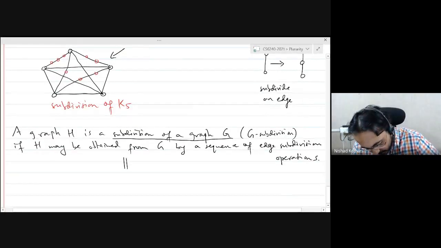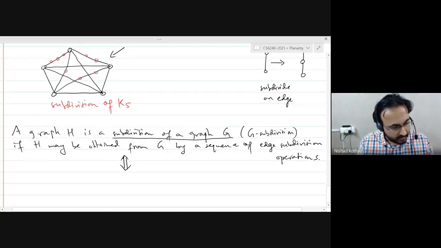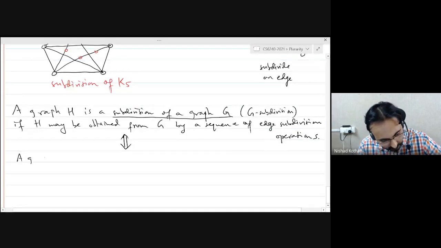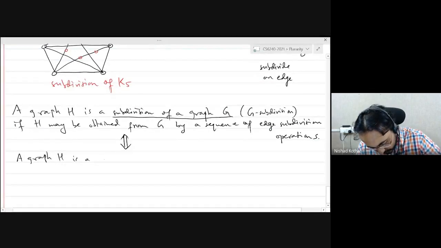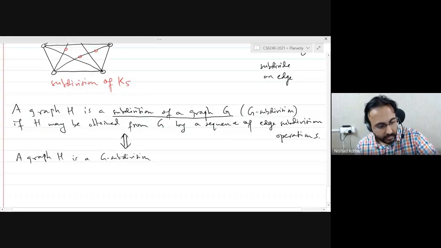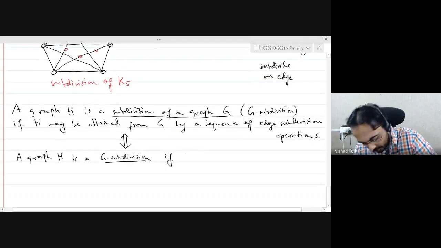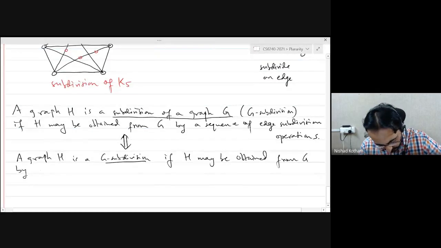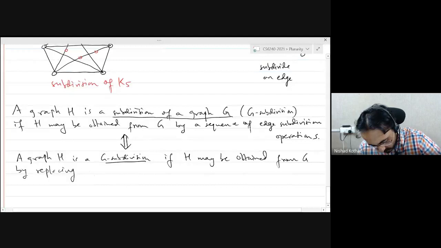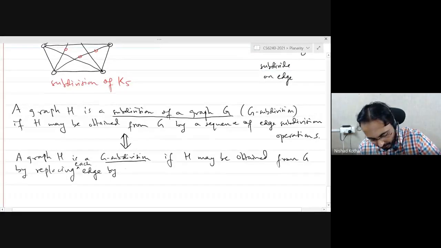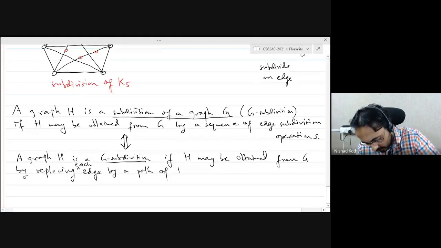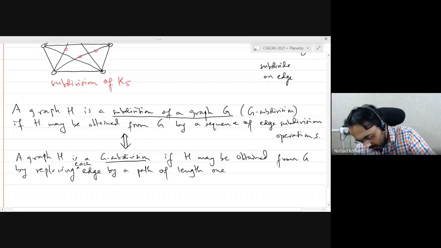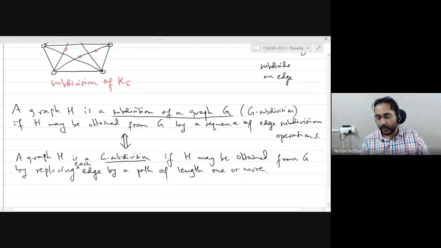So another way to define this is a graph H is a G subdivision if H may be obtained from G by replacing each edge by a path of length one or more, right? So replacing by a path of length one means that you don't do anything. Otherwise, you replace it by a path of length two or more.